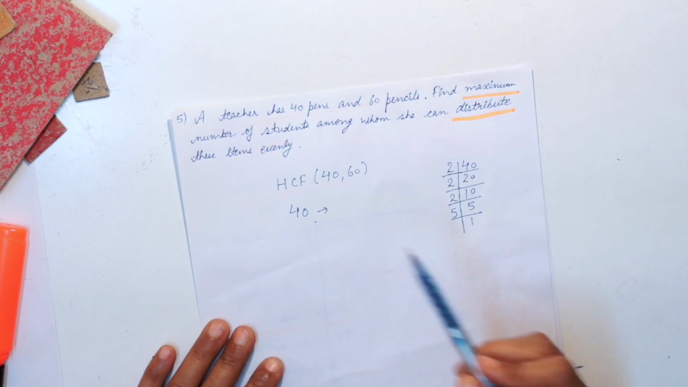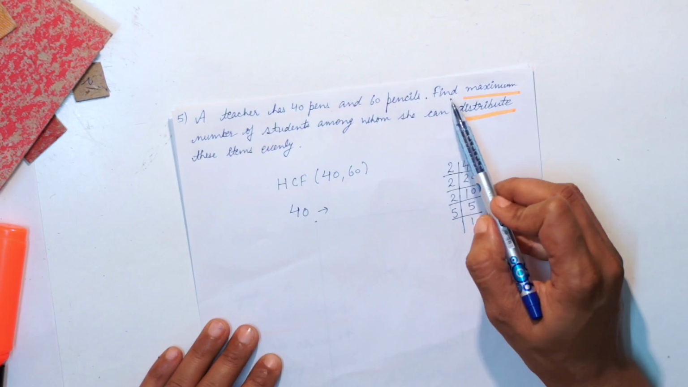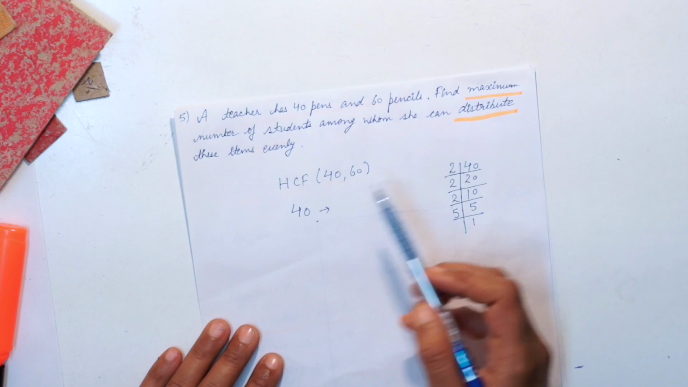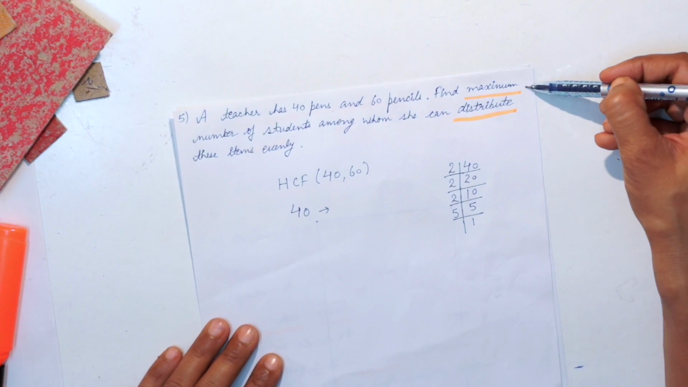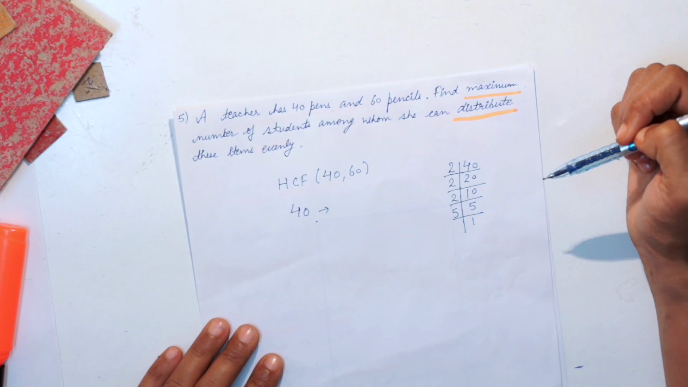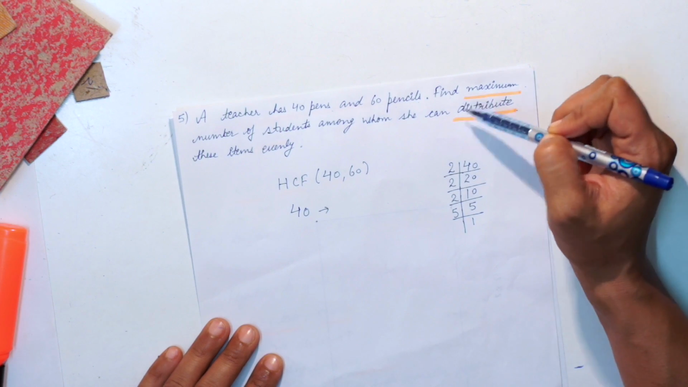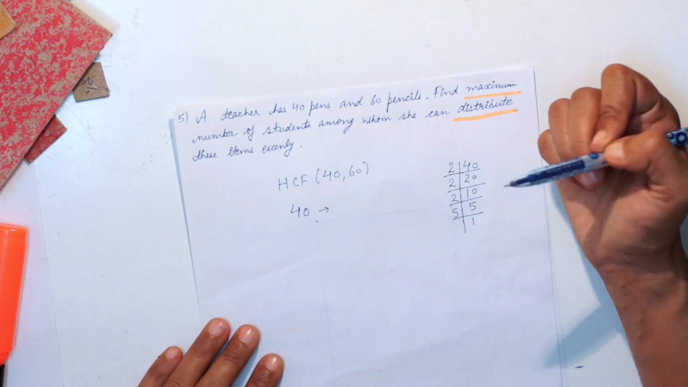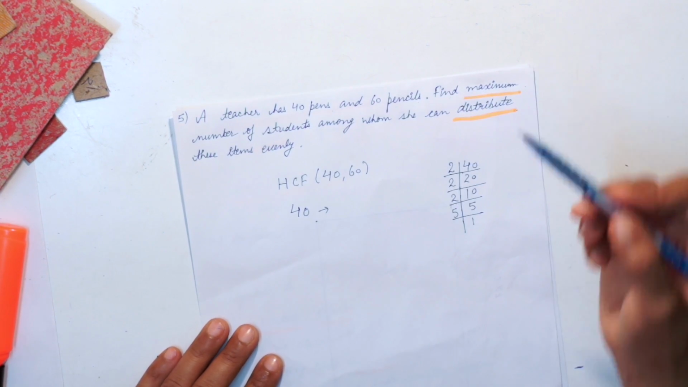Okay, my next question is, a teacher has 40 pens and 60 pencils. Find the maximum number of students among whom she can distribute these items evenly. So here I have two keywords, maximum and distribute. Again, we are dividing things. What are we dividing? 40 pens and 60 pencils. If I find HCF of 40 and 60, I will get the greatest number, that is the maximum number of students.